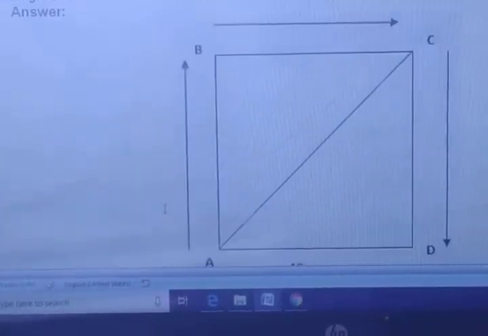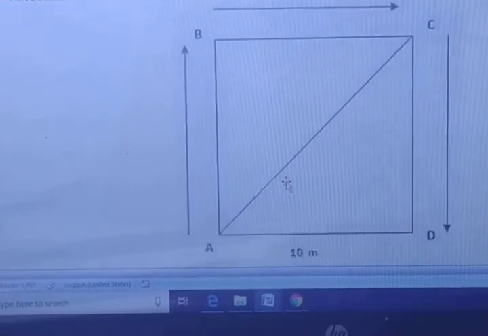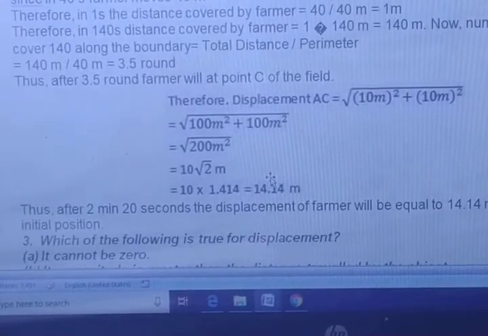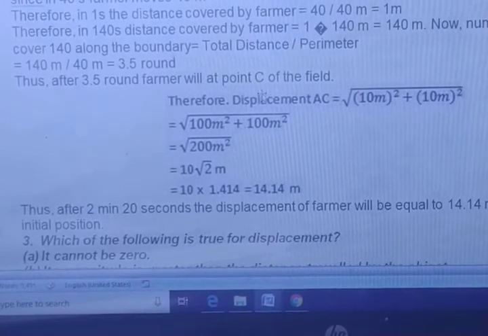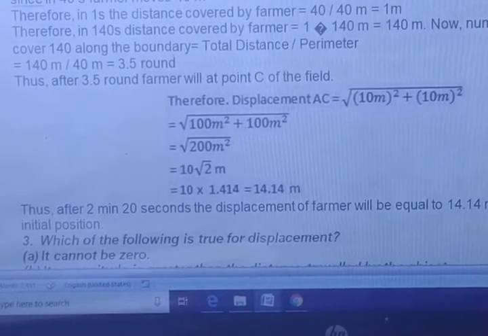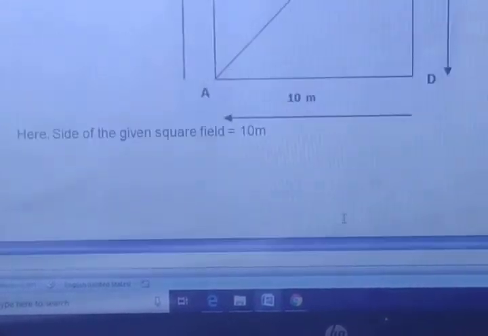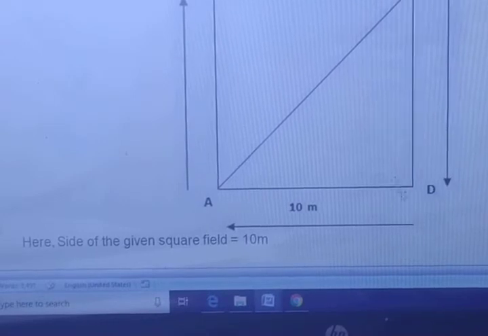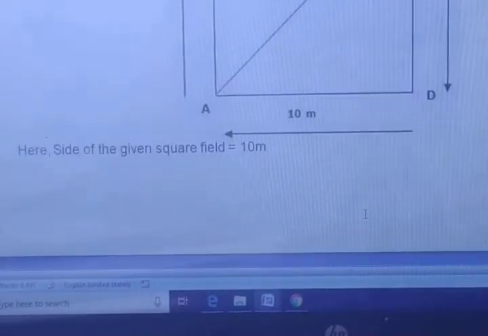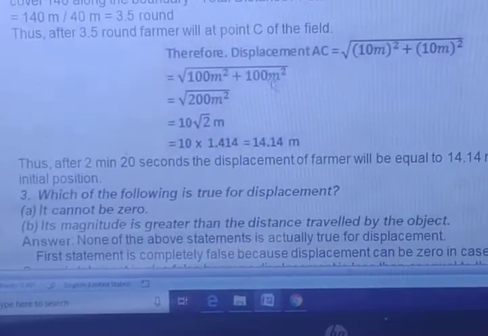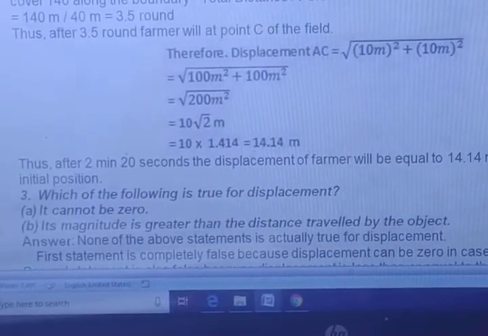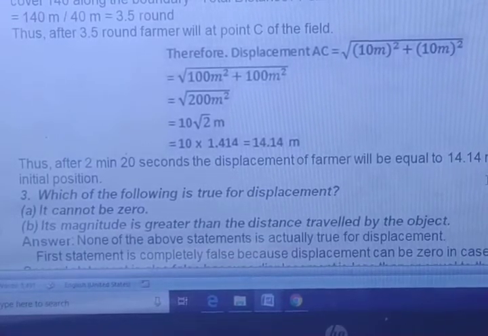So here you can see this is the point C, right? So here the farmer will be, after 3.5 rounds the farmer will be at the point C on the field. Therefore the displacement AC is equal to, you know very well, AC means the diagonal of a square. So here you can see, the length square plus breadth square, so 10 square plus 10 square, 100 plus 100, 200, that is 10 root 2. Thus after 2 minutes 20 seconds, the displacement of the farmer will be 14.14 meters northeast from the initial position.